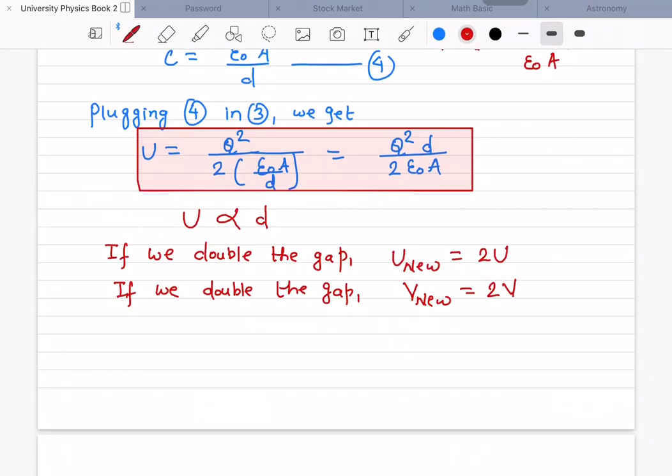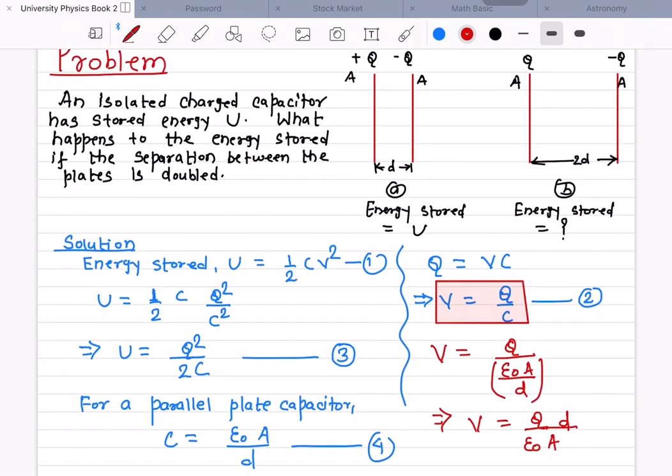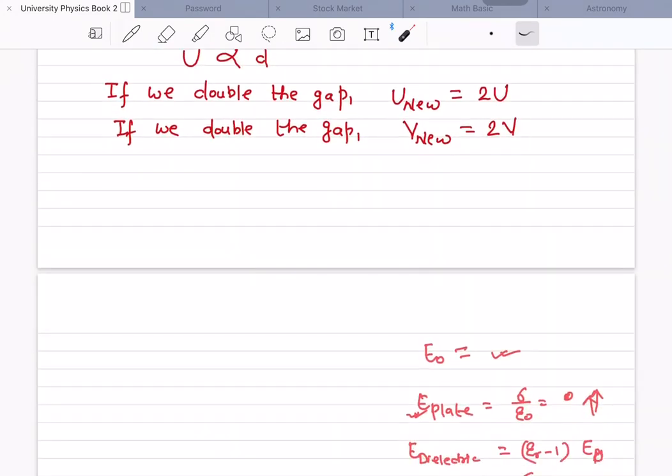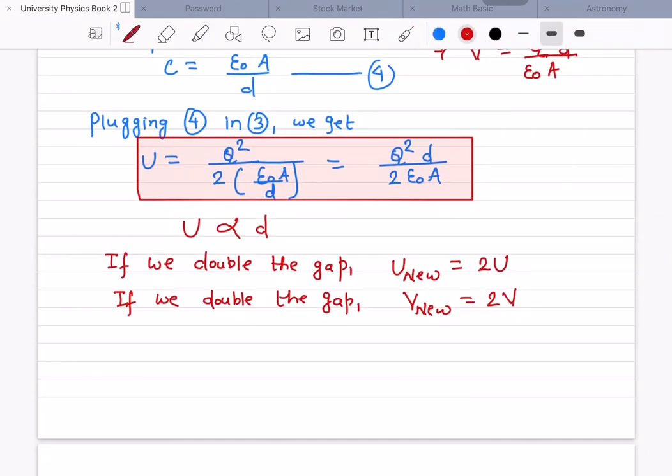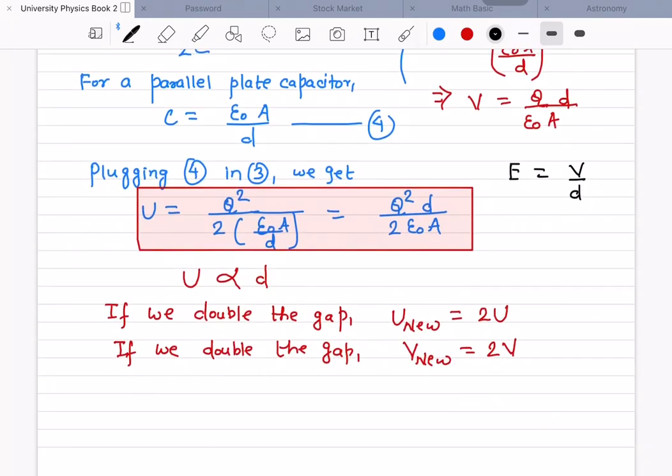And let me talk again about the electric field. The electric field between the two plates. So there is an electric field between the two plates. What will happen to the electric field? So if you can recall, the electric field value is given by V over D. So if we increase D, the V will also increase.